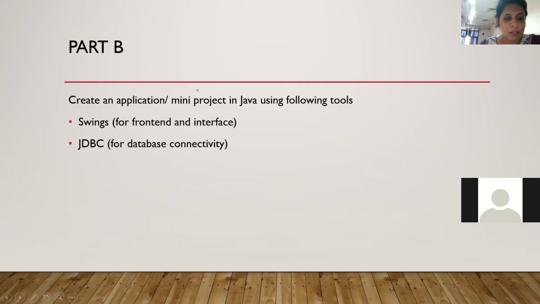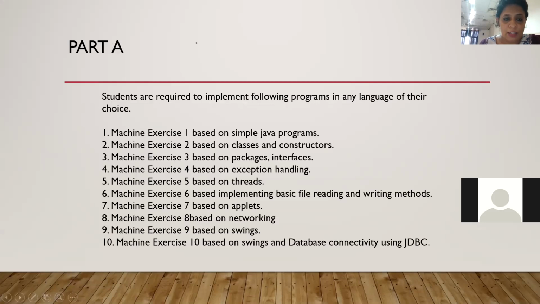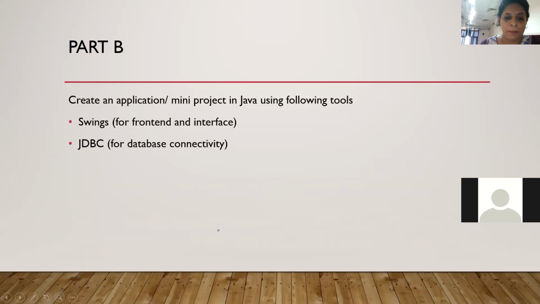Afterwards, you have to make one application in Part B with the help of Swing and JDBC. Okay, this is the main thing. First, we will complete this part. This part will include the basics, multi-threading, networking, and then Swing. Our syllabus is divided into 4 parts: one is the basic programs, then multi-threading, then networking and applets, and then Swing. And then afterwards you will implement Part B with the help of all these concepts.